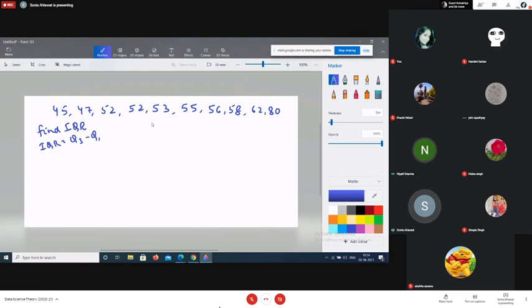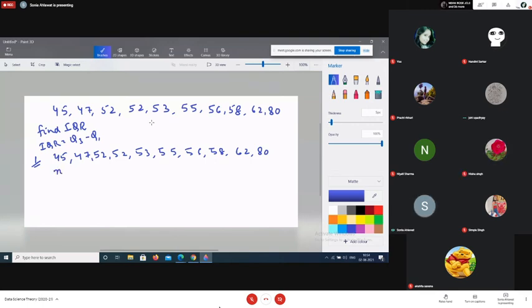So first of all, arrange your data set in increasing order or in decreasing order. Getting my point? The first step is arrange the data set in increasing order or decreasing order. So best possible thing is we'll simply go for the increasing order. 45, 47, 52, 52, 53, 55, 56, 58, 62, and 80. So it is in increasing order, class.